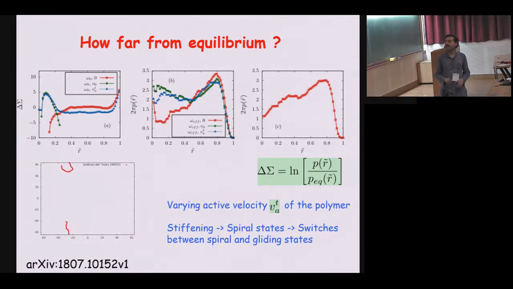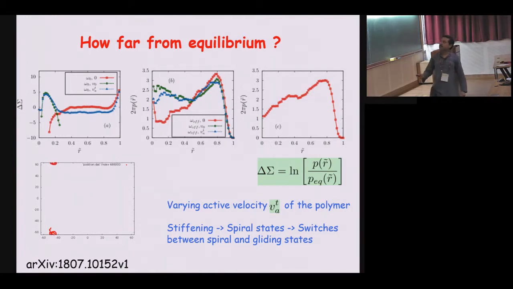Now imagine that we have no velocity of these motor proteins, which means the velocity is 0 and the motor proteins do not walk. They just do attachment and detachment with a constant rate. If we do so, this is the ratio of the end-to-end probability distribution to the equilibrium probability distribution of the semiflexible polymer, and you find a dip near r tilde equal to 0, which signifies that the polymer has become more stiff as compared to the equilibrium polymer.